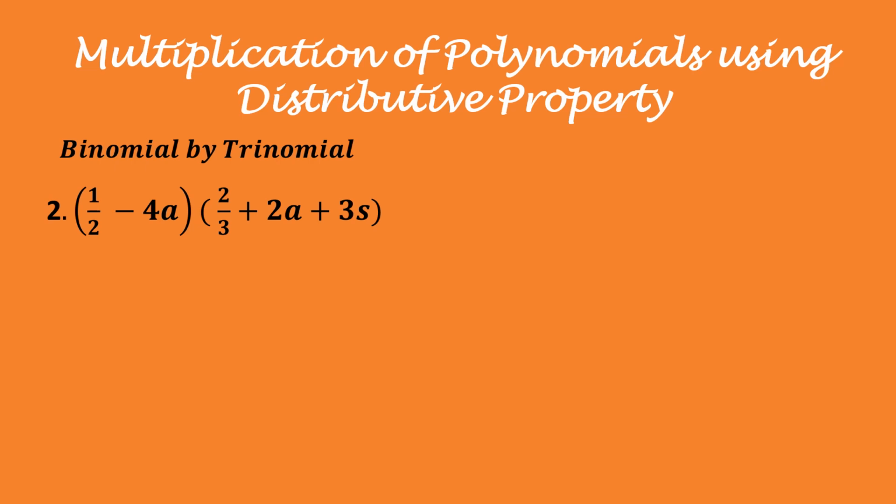This time, it involves fraction. So we still have to apply the same concept. As what we did, we have this as our binomial set, and this is our trinomial set. Again, what is the first term in our binomial set? We have 1/2, 1/2 times the second set, which is the trinomial set, so 2/3 plus 2a plus 3s.